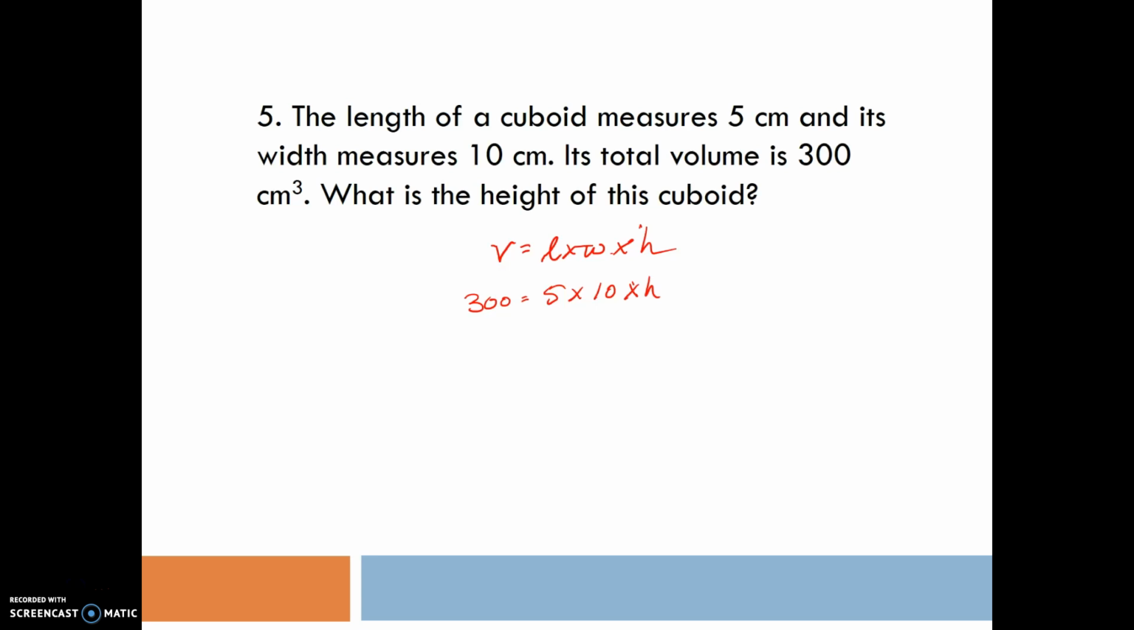Okay, now we've got our variables filled in. So we want height by itself, so we need to divide both sides by 5 times 10. And these cancel out over here. And now if we go ahead and do that multiplication on the left side, 300 divided by 50 equals height. We can cancel one of those zeros, and now I have 30 divided by 5. So 6 equals height. And I want to make sure that I have my label on there, and since I'm measuring in centimeters, it's going to be 6 centimeters equals the height.